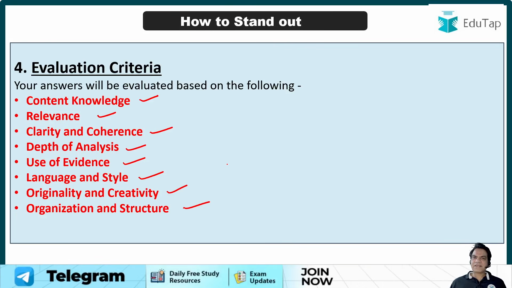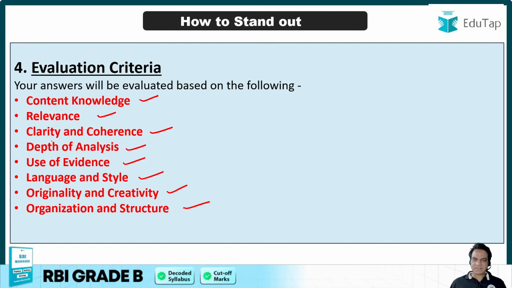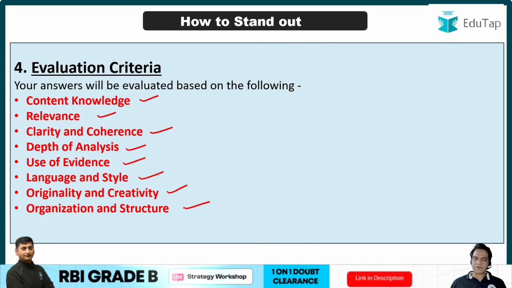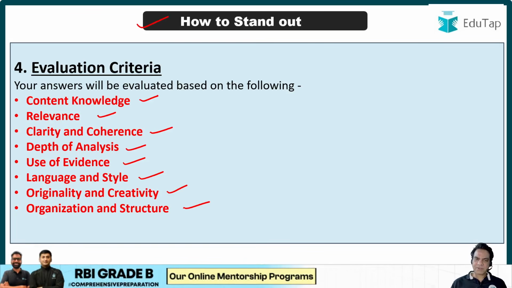So guys, when you are writing your answers and when you are evaluating your answers through AI, ask AI to evaluate your answers on these 8 verticals. Note them down: content knowledge, relevance, clarity and coherence, depth of analysis, use of evidence, language and style, originality and creativity, and organization and structure. So that is what makes you stand out in your exam, on the D-Day.